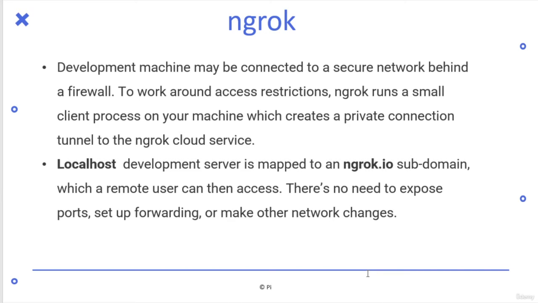To work around access restrictions, ngrok runs a small client process on your machine, which creates a private connection tunnel to the ngrok cloud service. ngrok is basically a cloud service. If I'm running a server on my localhost, it will copy that to the cloud and create another link with a port. So you can share that link, the URL server address with port, with your friend to connect on any network.